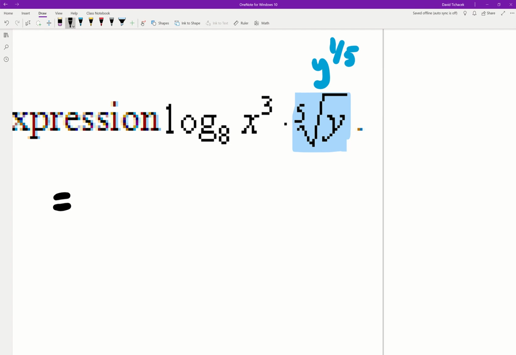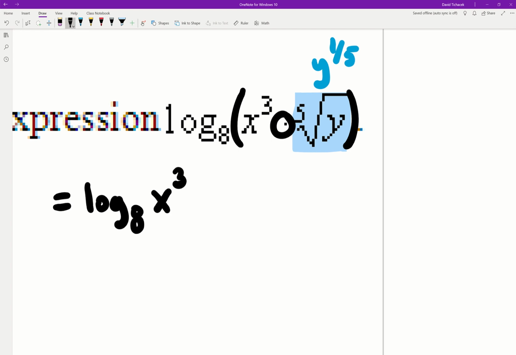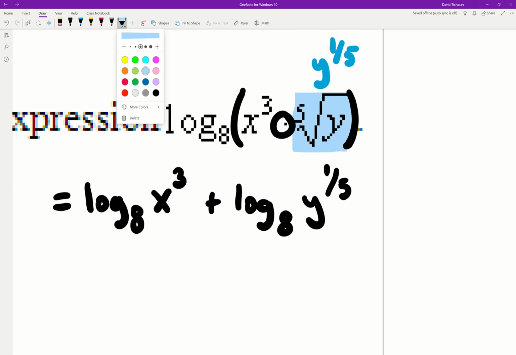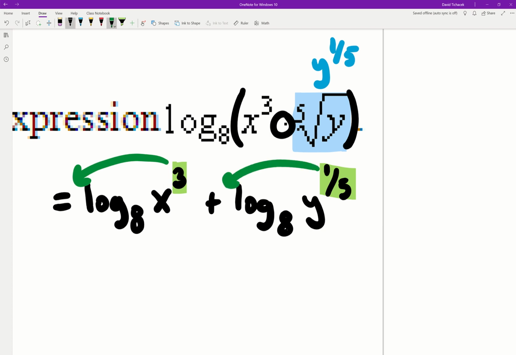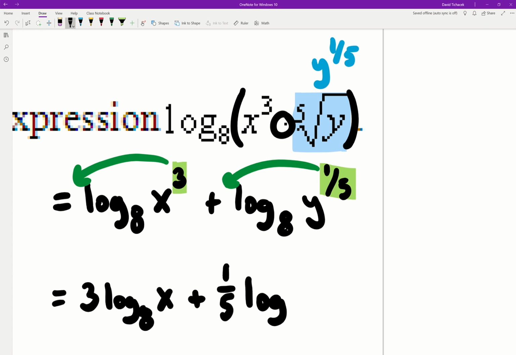And then we are dealing with a log base 8 of a product. Okay, so we're going to be multiplying x to the 3rd times y to the 1/5. And so I can break that apart into the log base 8 of x to the 3rd plus the log base 8 of y to the 1/5 power. And then after that, the next step of this work would be to go ahead and do our power property, where we're taking these exponents of 3 and 1/5, and we're going to go ahead and write them in front of the logs there. Okay, and so our final answer is going to be 3 times the log base 8 of x plus 1/5 times the log base 8 of y. Okay, and that's going to be our final result there.